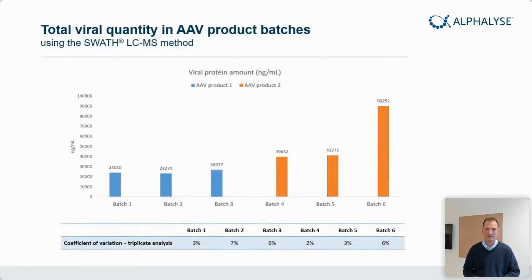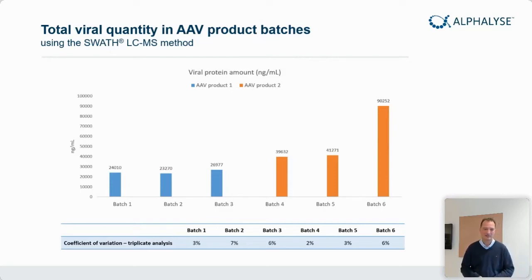So if we look at some of the data, here we only look at the viral proteins resulting from the analysis. What you can see is the total viral content in nanograms per ml for the 6 different batches. We can see for product 1, the viral content is quite consistent between the 3 batches. For product 2, 2 of the batches were quite similar in content, whereas batch number 6 had a much higher content or concentration of the viral proteins.